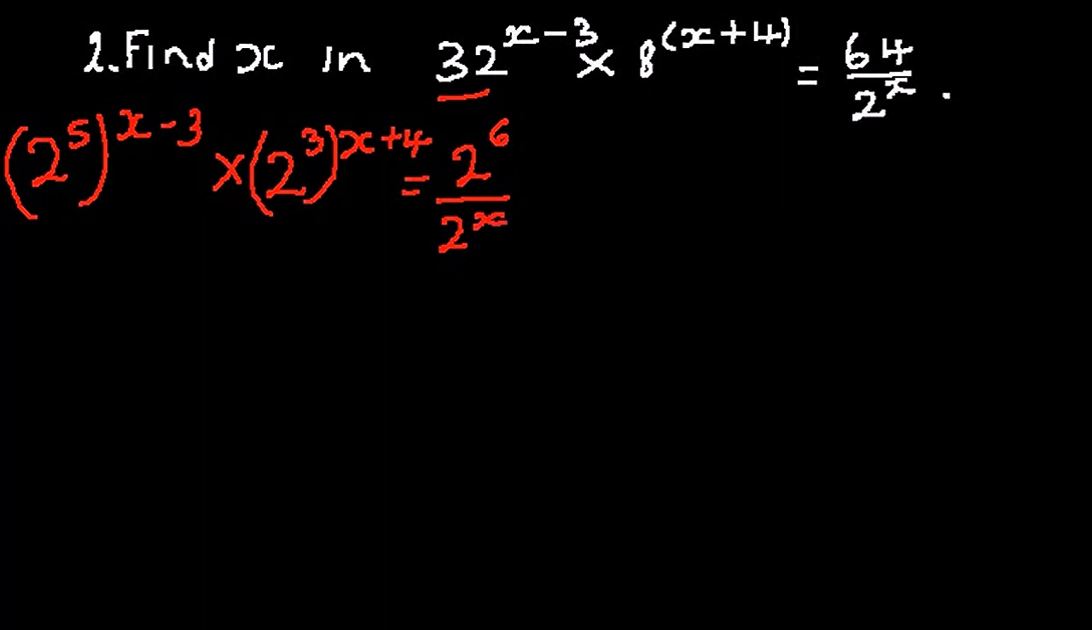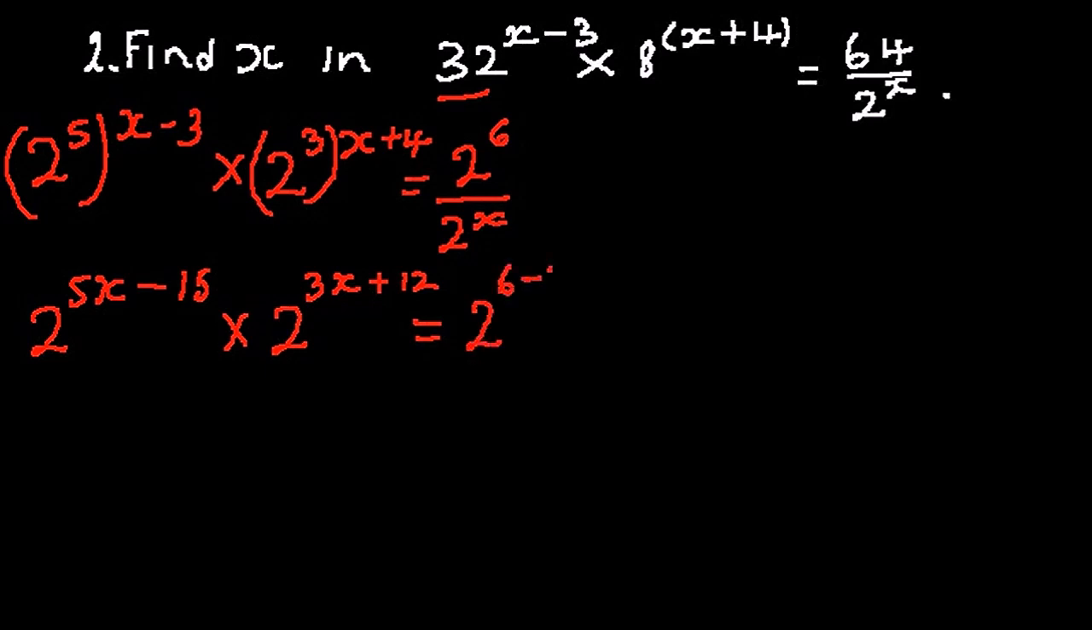Now we open the bracket, so we have 5 multiplied by x, we have 2 raised to power 5x minus 5 times 3 will give us 15. So multiplied by, we open here, 3 times x will give us 2 raised to power 3x, 3 times 4 we add plus 12 is equal to, here we can now apply the second row of indices and write this as 2 to power 6 minus x.